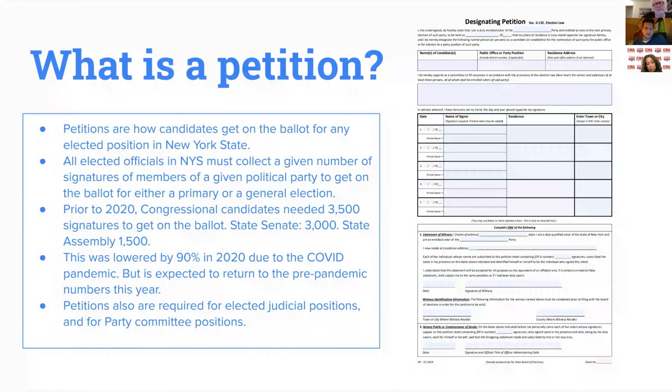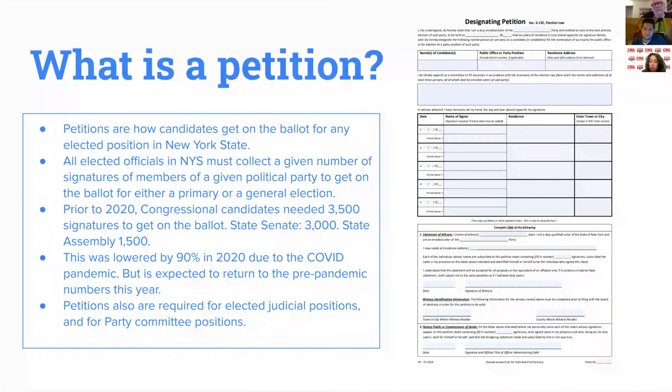Petitions are also needed for elected judicial positions and for party committee positions. And this petition is only used for these positions. If you're running for, say, school board or something else, that's totally different. They would have a totally different petition. It looks very similar to this, but it's a different form that's not part of this. So those would not use it. Keep in mind that when you get your actual petition, it will be a legal size paper. It's a very ugly pea green color. Those are printed by SCDC.